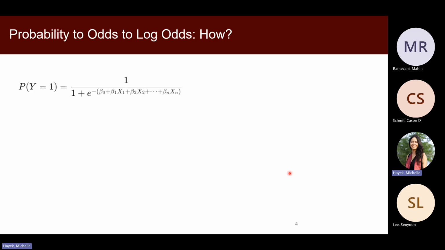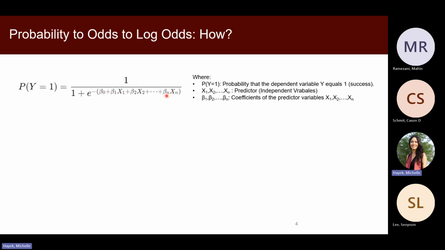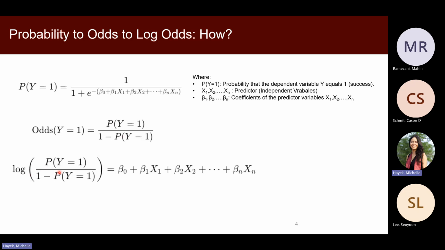Now, how do we do that? The probability equation is 1 over 1 plus e to the minus (beta 0 plus beta 1 x1 until beta n xn), where the probability is the probability that the dependent variable y is equal to 1, so success. The x variables are the predictor or the independent variables, and beta 1, beta 2 are the coefficients of the predictor variables. Now, when we want to convert the probability to odds, we basically do the probability over 1 minus the probability of success. And then when we want to do the log odds of that, we can see that we end up with a linear relationship.